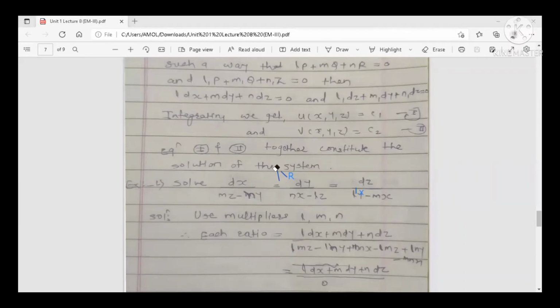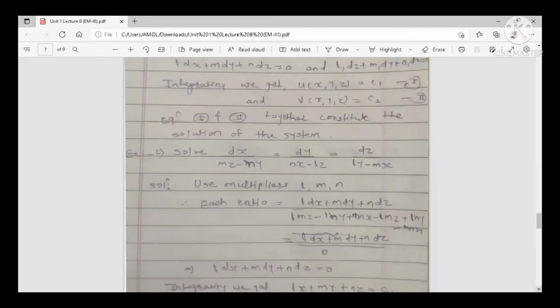The example is: solve dx upon mz minus ny is equal to dy upon nx minus lz is equal to dz upon ly minus mx. It is clear that it is a symmetrical simultaneous differential equation.